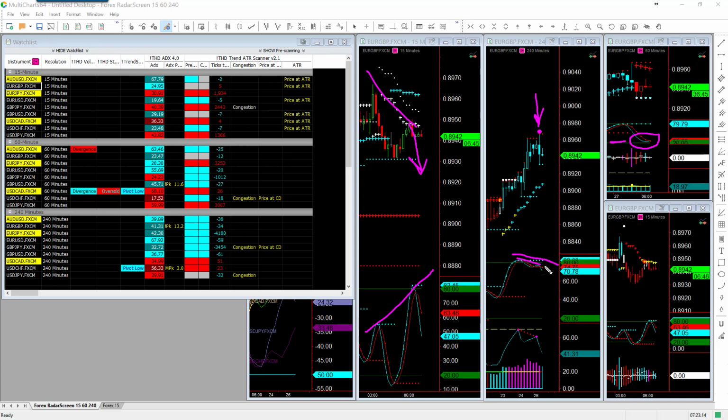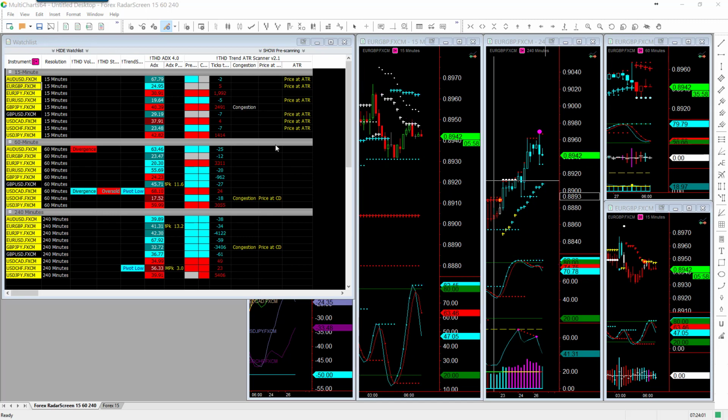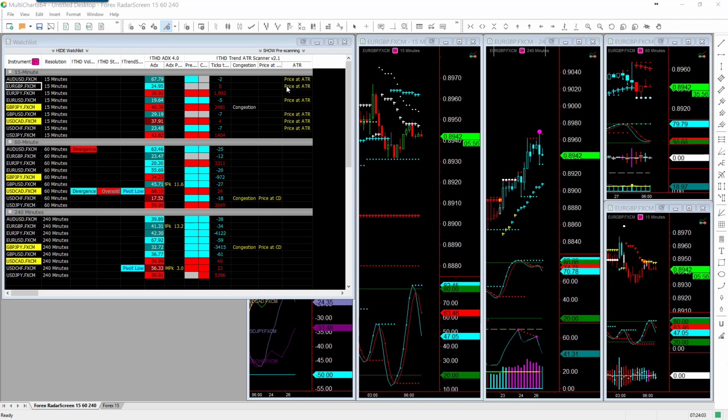And if you notice, you're making lower lows in the stochastics, higher highs in price. That's divergence. You also have a magenta peak here. That tells us it's probably coming back to the ATR. So to me, this would be a trade setup that I'm interested in. Notice again, it's priced at ATR in the column.